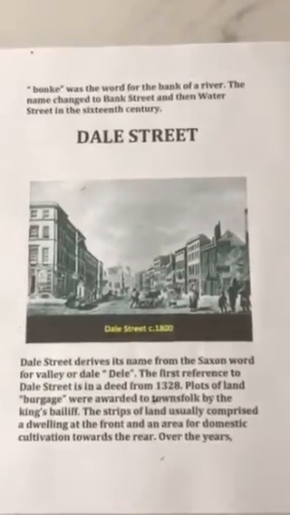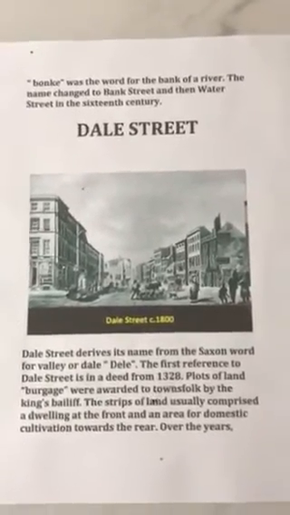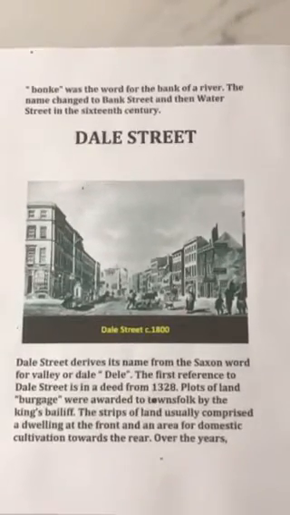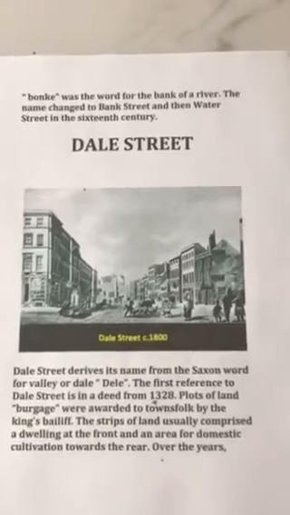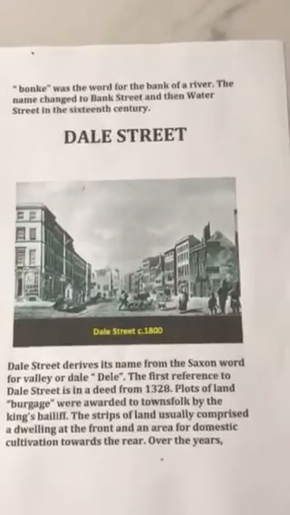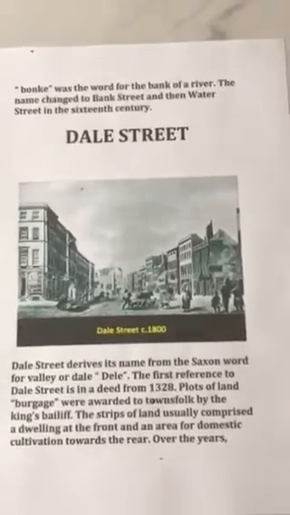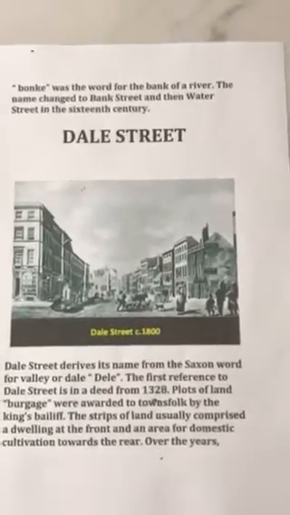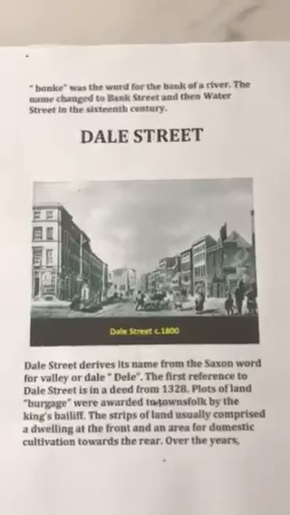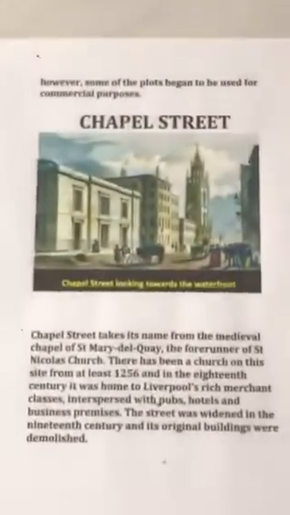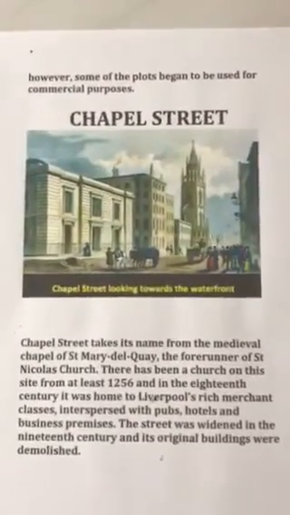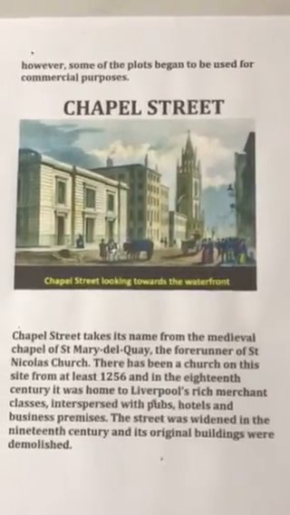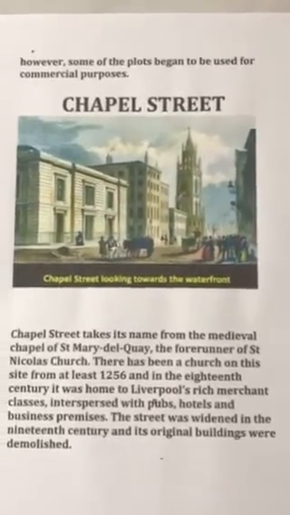It was rented out, and obviously some of their profits went back to the king. So this burgage is a bit like a large strip of land, or a bit like a modern day allotment. The strips of land usually comprised a dwelling at the front and an area for domestic cultivation towards the rear. Over the centuries, some of the plots began to be used for commercial purposes. Certainly when the docks grew, people wanted shops, people wanted bigger houses, so that developed.